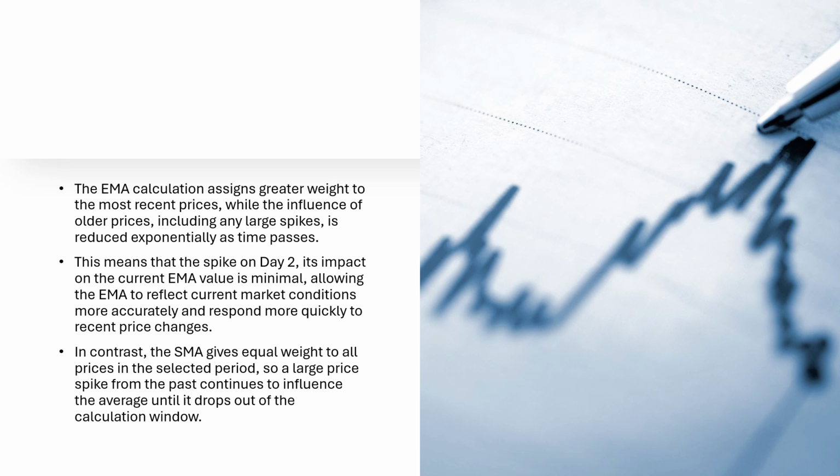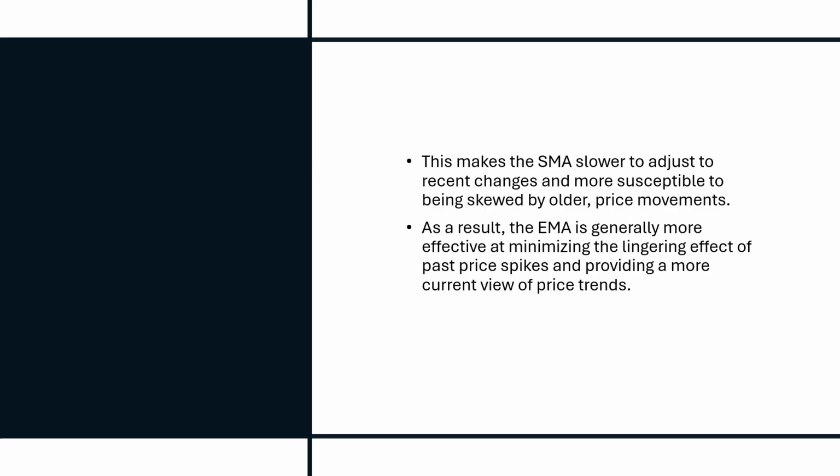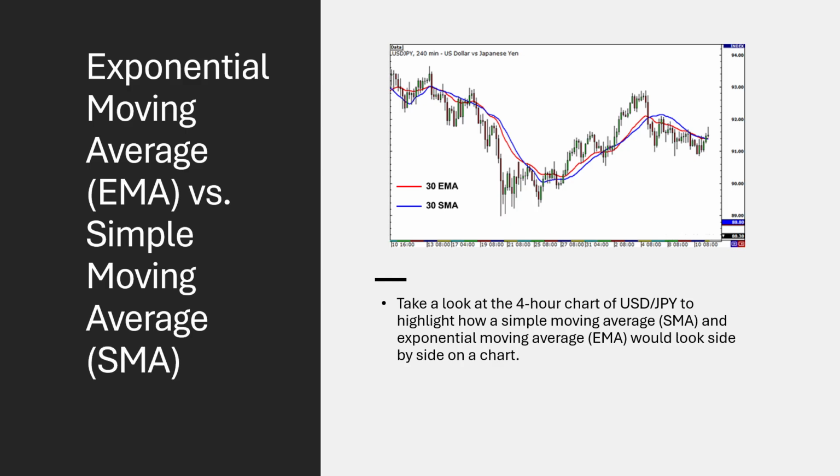In contrast, the SMA gives equal weight to all prices in the selected period, so a large price spike from the past continues to influence the average until it drops out of the calculation window. This makes the SMA slower to adjust to recent changes and more susceptible to being skewed by older price movements. As a result, the EMA is generally more effective at minimizing the lingering effect of past price spikes and providing a more current view of price trends.